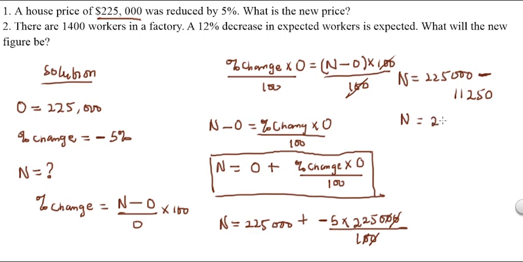And then the new price of the house can then be equal to, when we subtract this minus this, which is equal to $213,750. So therefore, the new price of the house, when it is reduced by 5%, is $213,750. That's it for this example. Let's move on to the next example.